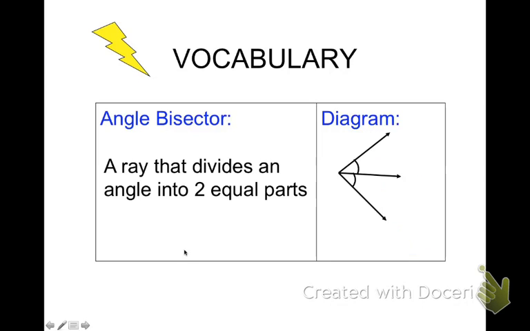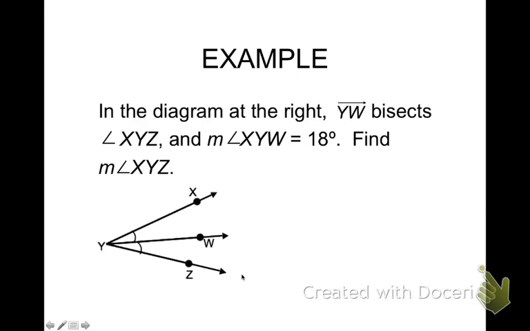All right, so last example. In the diagram at the right, ray YW bisects angle XYZ. Let's find angle XYW. If that's 18 degrees, what's this angle down here going to be? What's the whole thing?